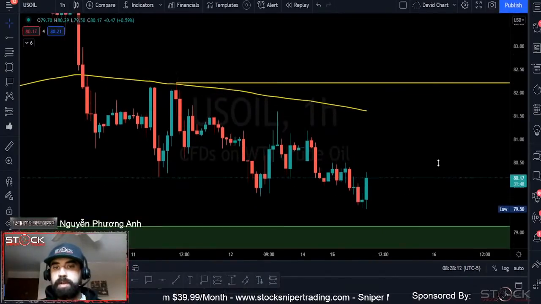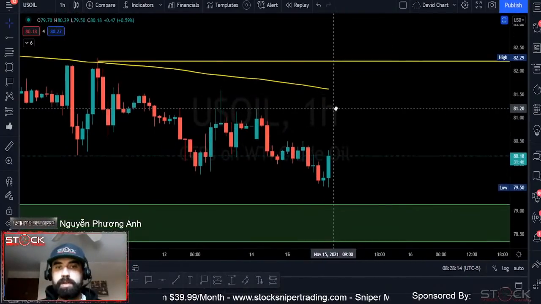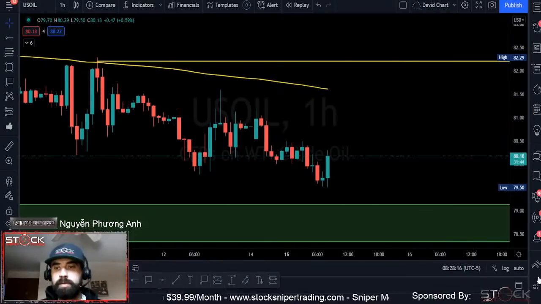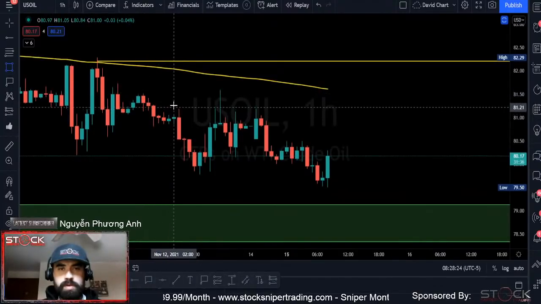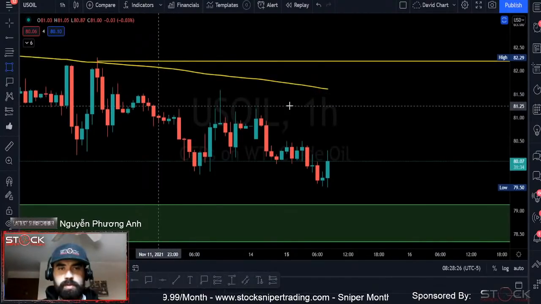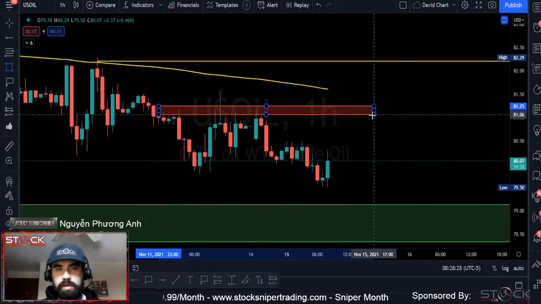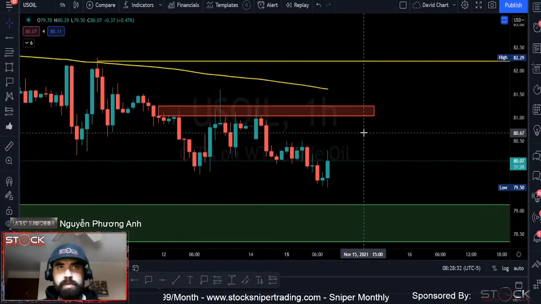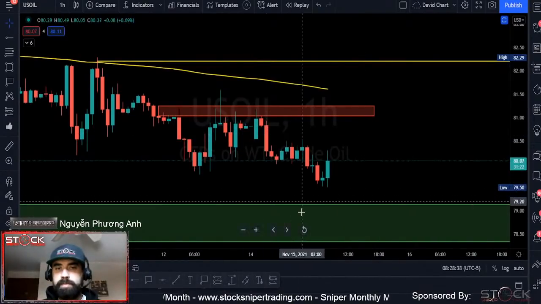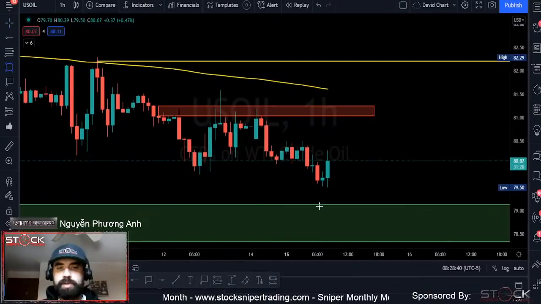So hourly. Check out what we have forming here. Some resistance top wicks that I'm looking for. Right there, perfect. And then we have some buying power coming out of here, short term.